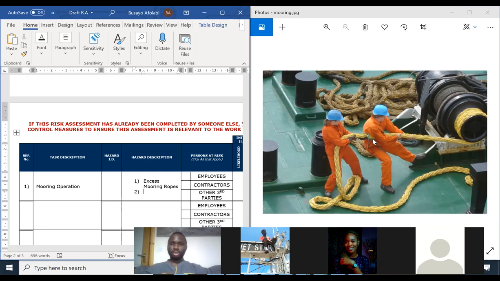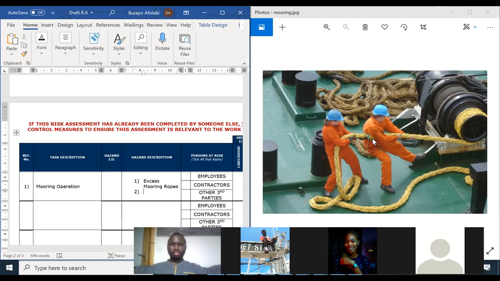So now we've talked about mooring ropes, and that's also coming in line with clear deck policy. Now, Agaba, I want to ask you again so that I can be sure you understand me. This guy wearing gloves or not wearing gloves, is that a hazard? No, sir, it's not a hazard. It's not a hazard.